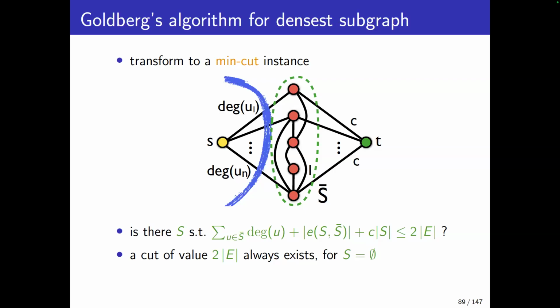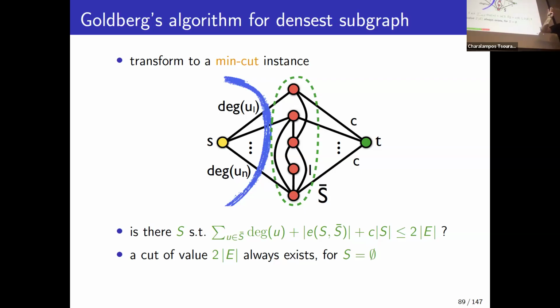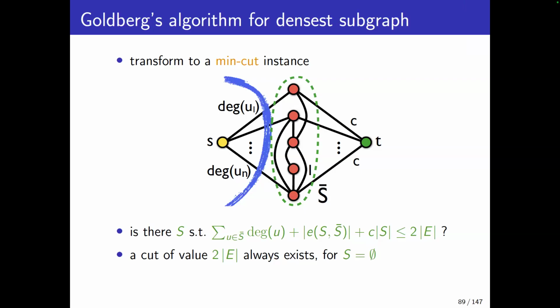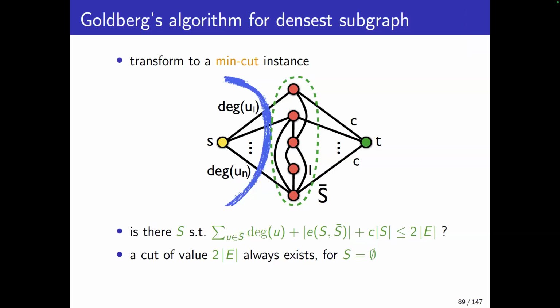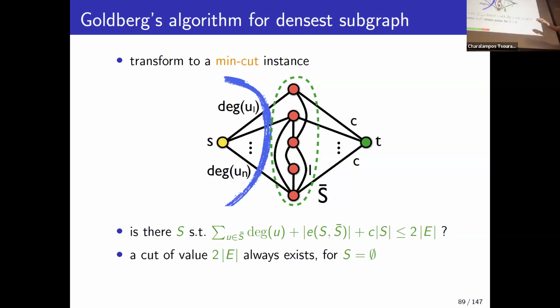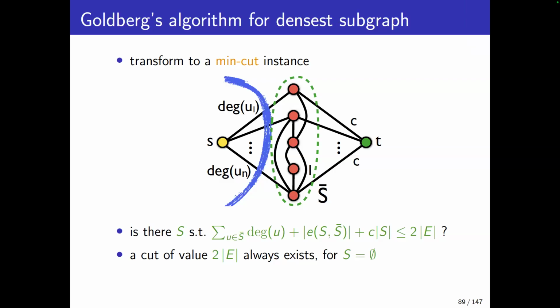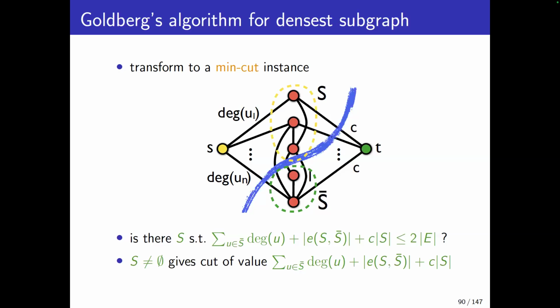So basically, here's the algorithm. You create this flow network, you run max flow, and the nodes on the s side of the cut, if they exist from the graph, then you say yes, there exists such a set. If little s is alone in the cut, then you say there is no such set in my graph. So this is the answer.